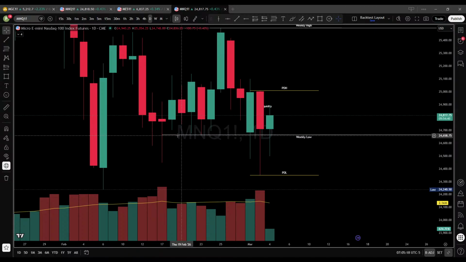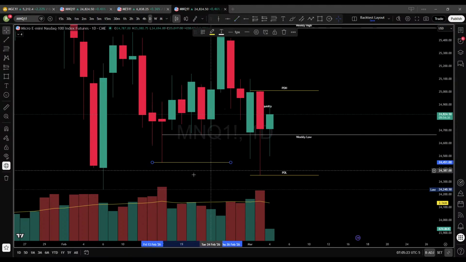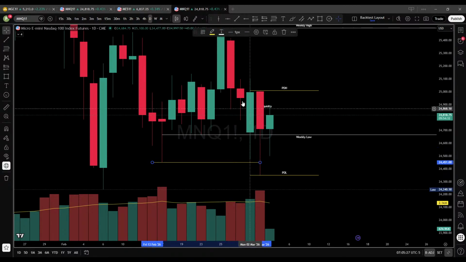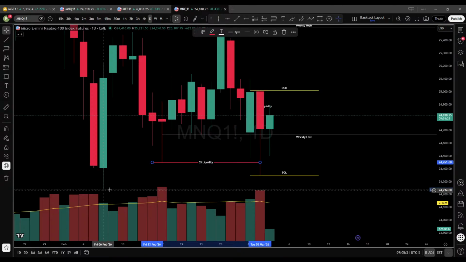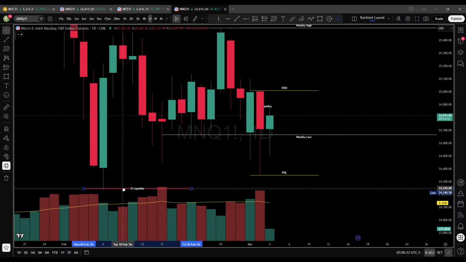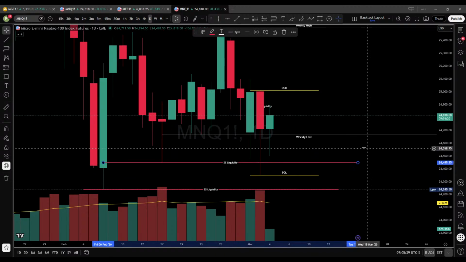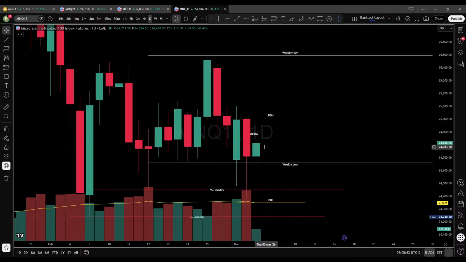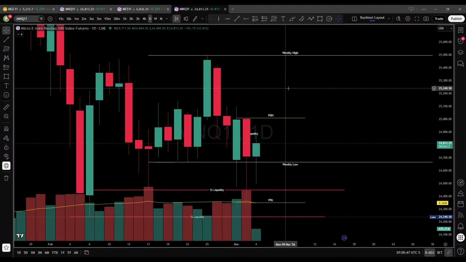You can see that liquidity has been swept. There's still one more external liquidity left below, but there was one internal liquidity which was taken. The sell side liquidity was taken. We still have one more left all the way here, but as of right now, the price has taken out this low, and if this move continues up higher, then we'll be able to see this high getting taken out.